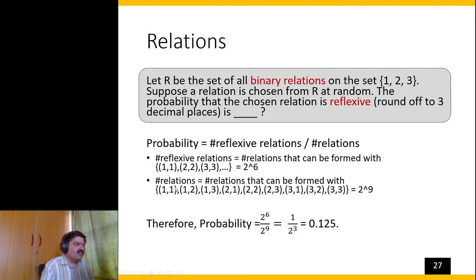To compute the probability, along with the number of reflexive relations, I also need to know the number of total relations possible. Now total relations possible is simply 2 to the power 9. I again let you work out the details. Therefore the probability would be 2 to the power 6 over 2 to the power 9, or 1 over 2 to the power 3, which leaves me with 0.125 as the answer.